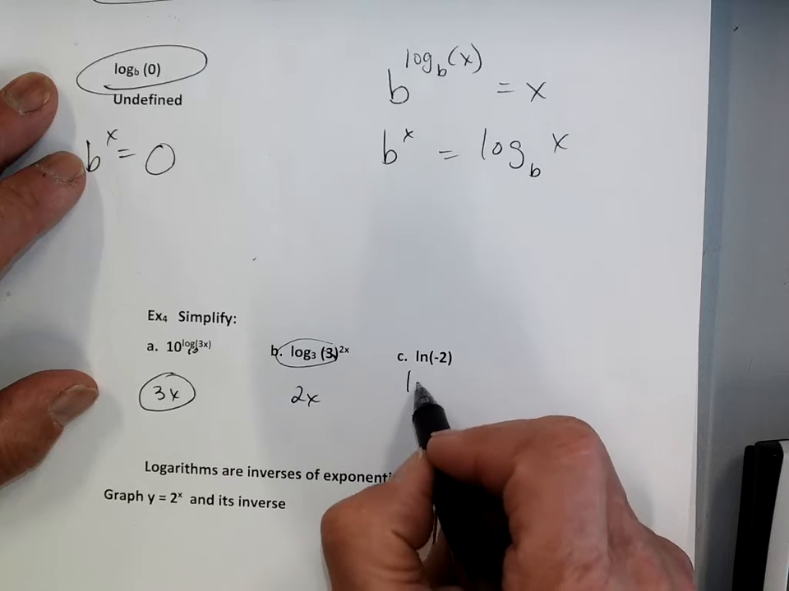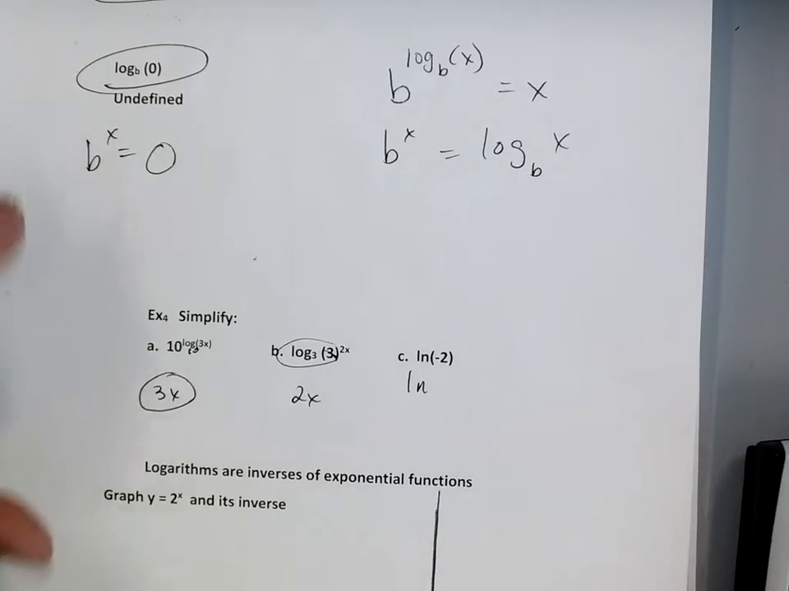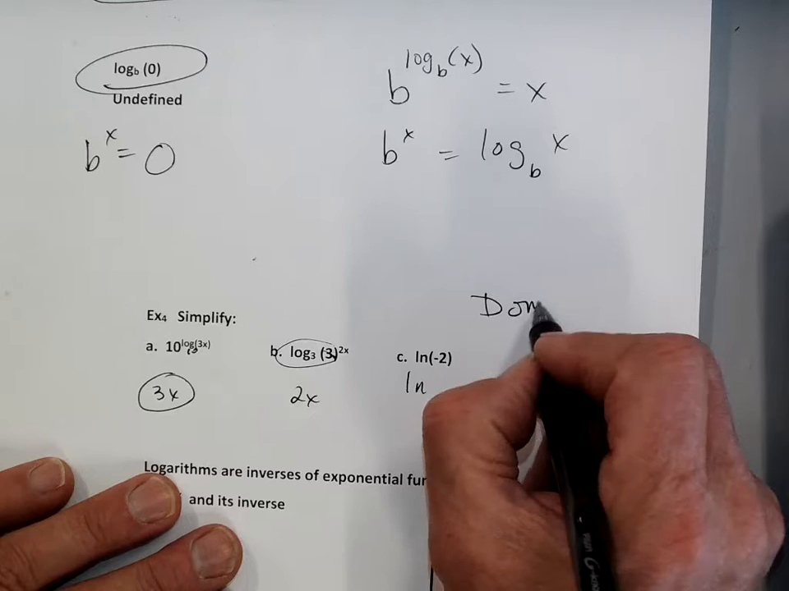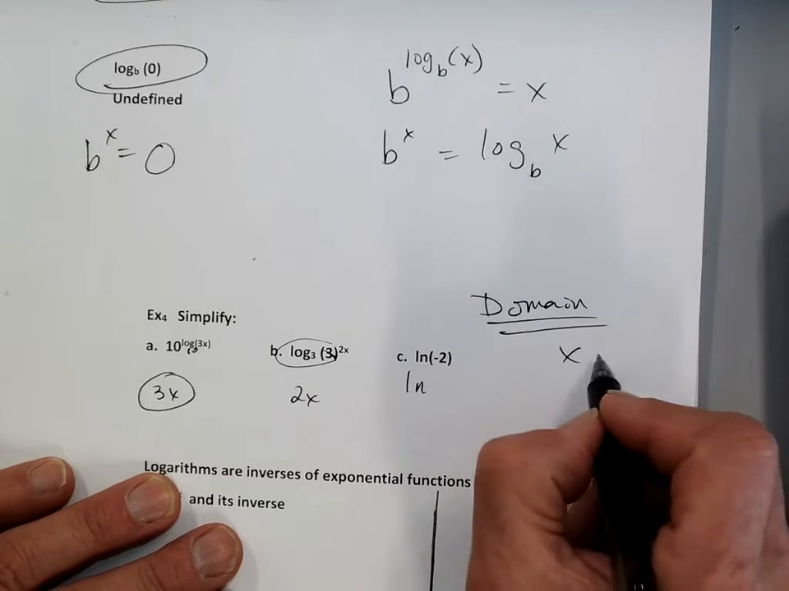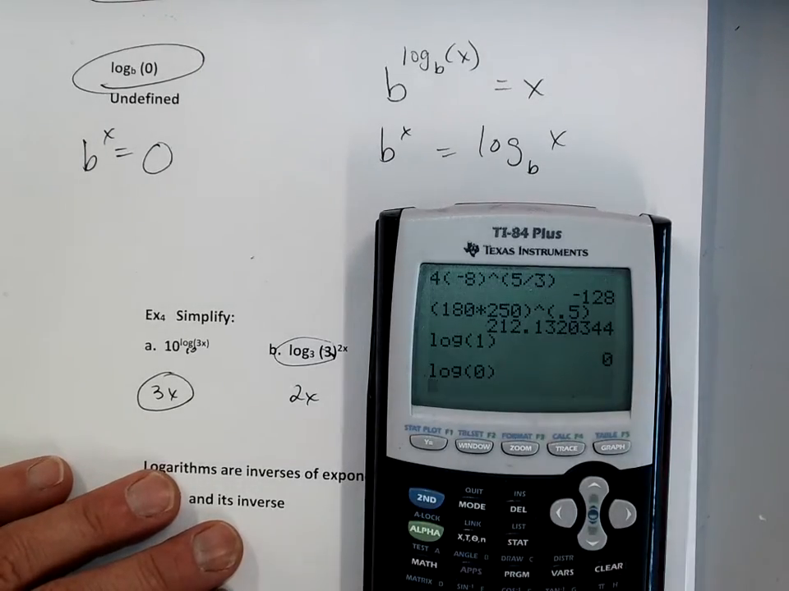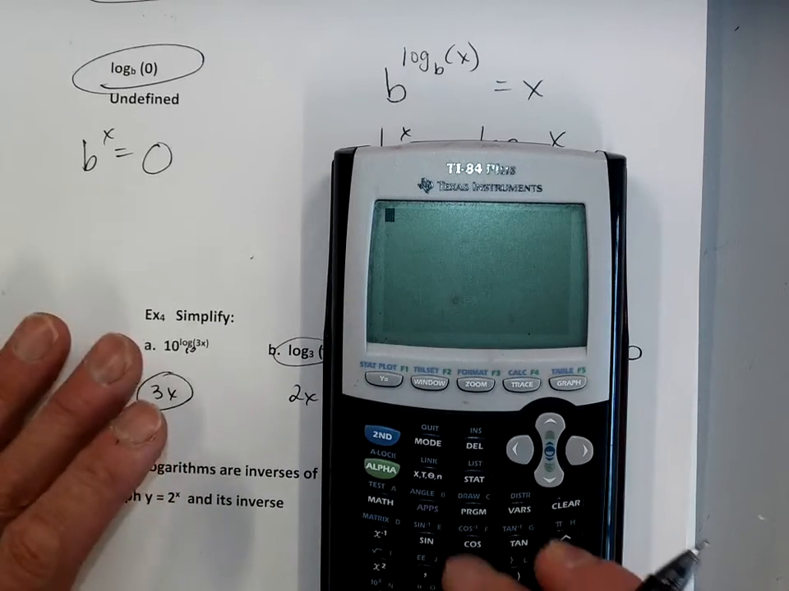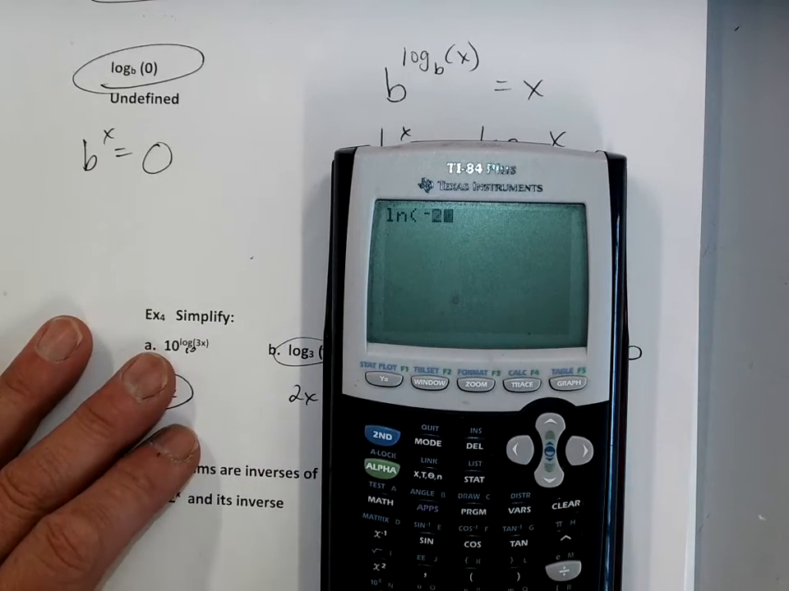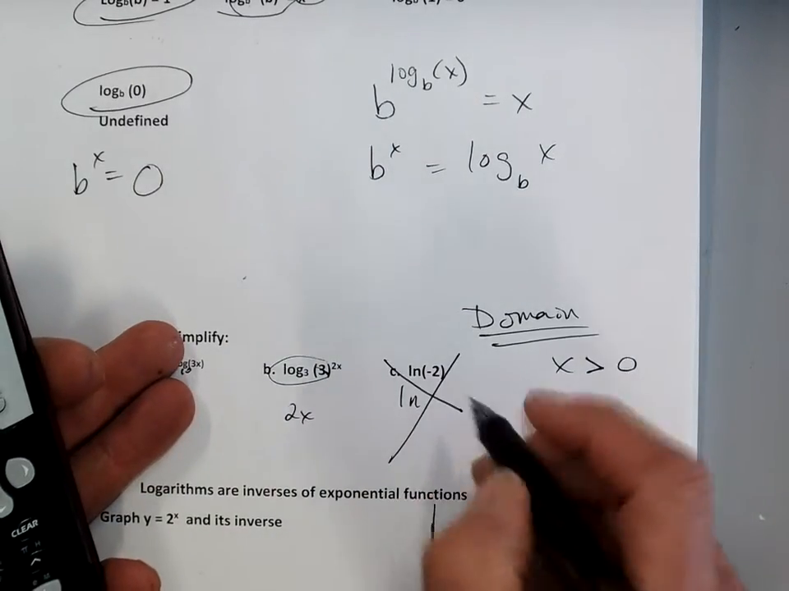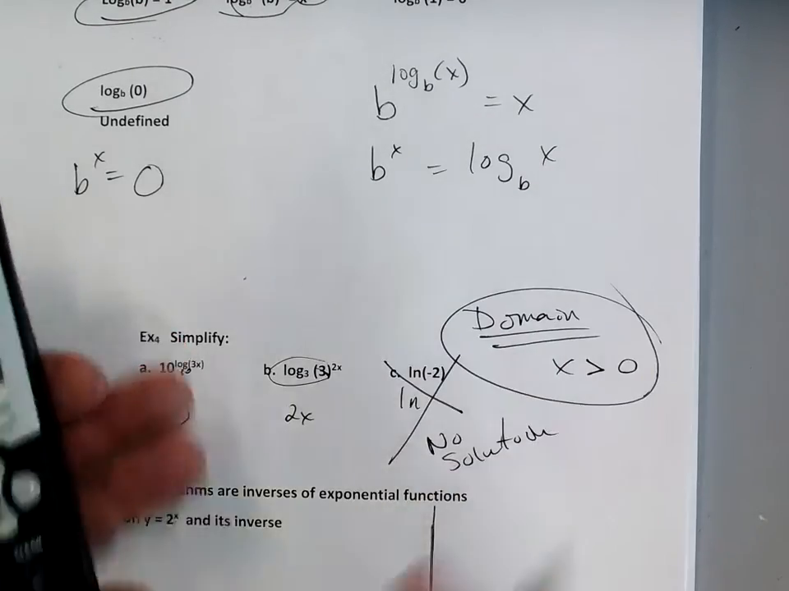Okay, this is ln of -2. I don't think you can do that. I don't think you can take it. So the domain of all of these is x has to be greater than 0. Natural log of -2, I think we're going to get a domain error, and I'm going to show you why in just a second. So if I go and do my ln of -2, I think we're going to get an error. Yep, error. It won't work. So no solution. Let's find out why this is true.